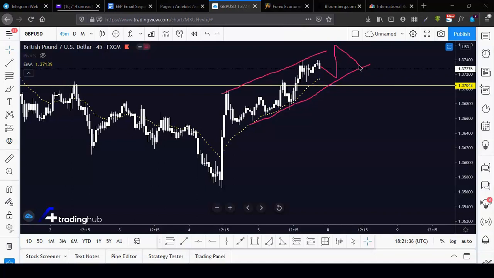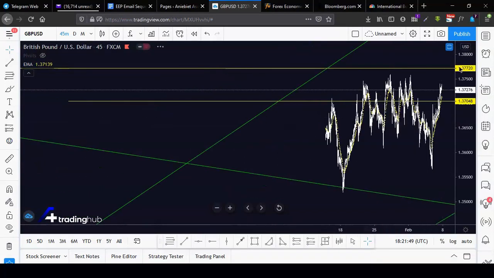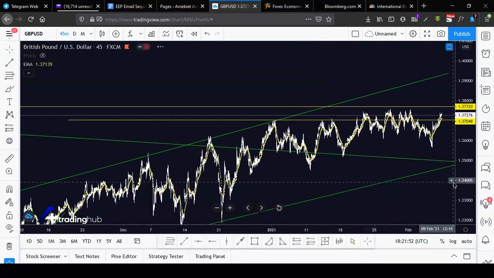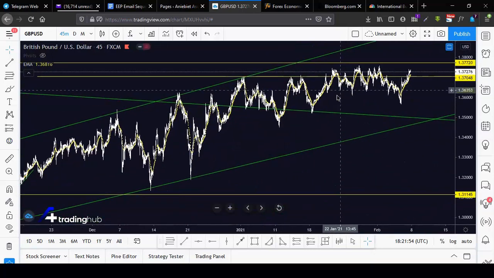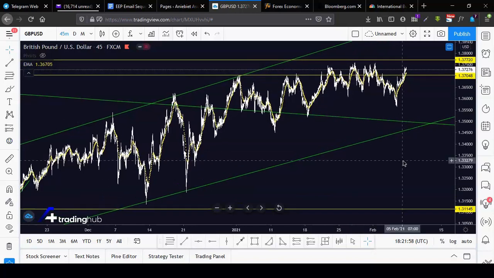Price may keep moving like an ending diagonal. We wait for it to break out, we test, then we sell it to the downside. Final target for pound dollar on this sell trade is way below. Where is that zone? It's 1.31145. That is the target there.